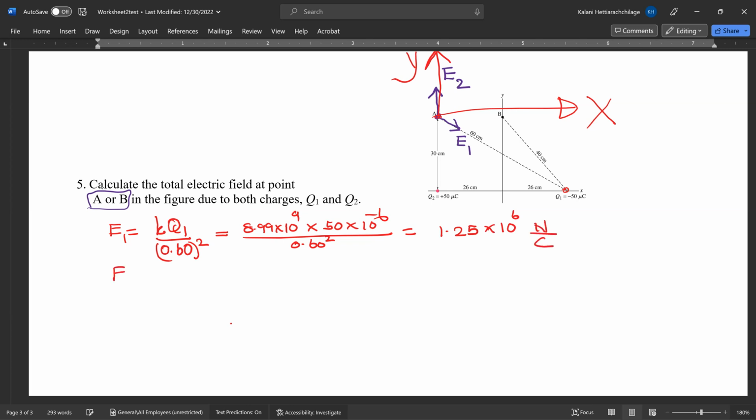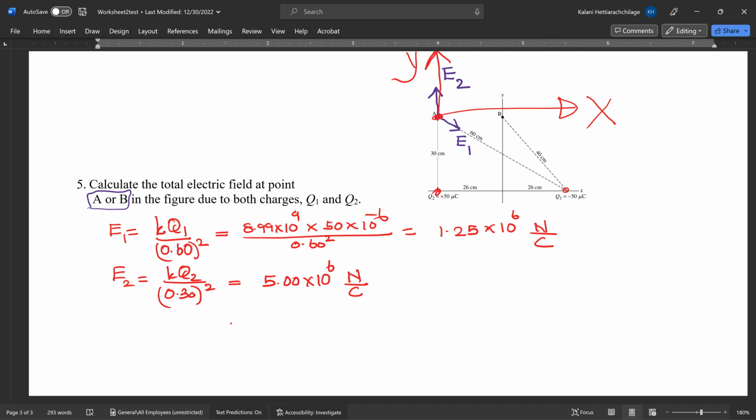Then E2 also we will be able to calculate: K times Q2 divided by the distance from here to here, which is 0.30, power 2. Plug it in and you're going to get the answer around 5.00 times 10 to the 6 Newton over Coulomb. So now I have E1 and E2, but that's not enough for me to calculate the net electric field. I need the information about the direction. That's why I have the free body diagram, right?